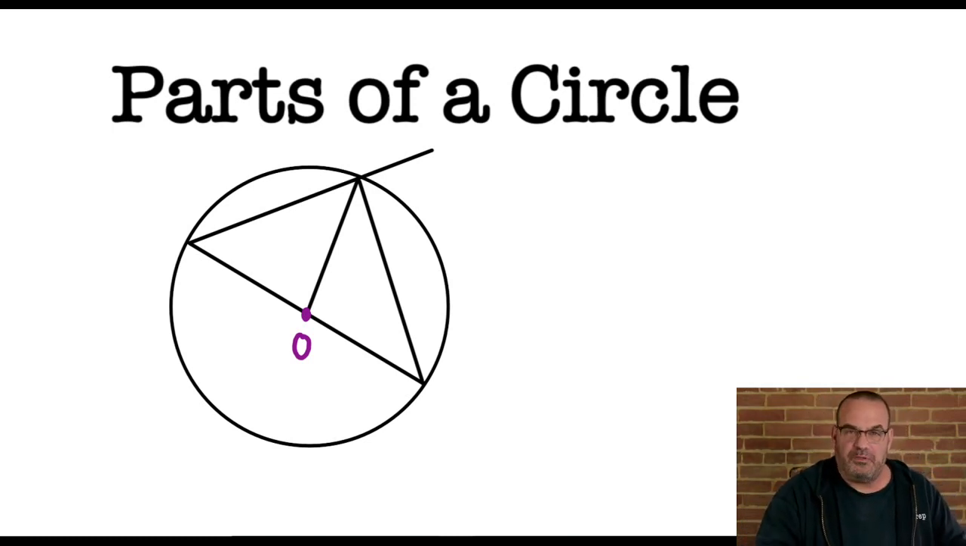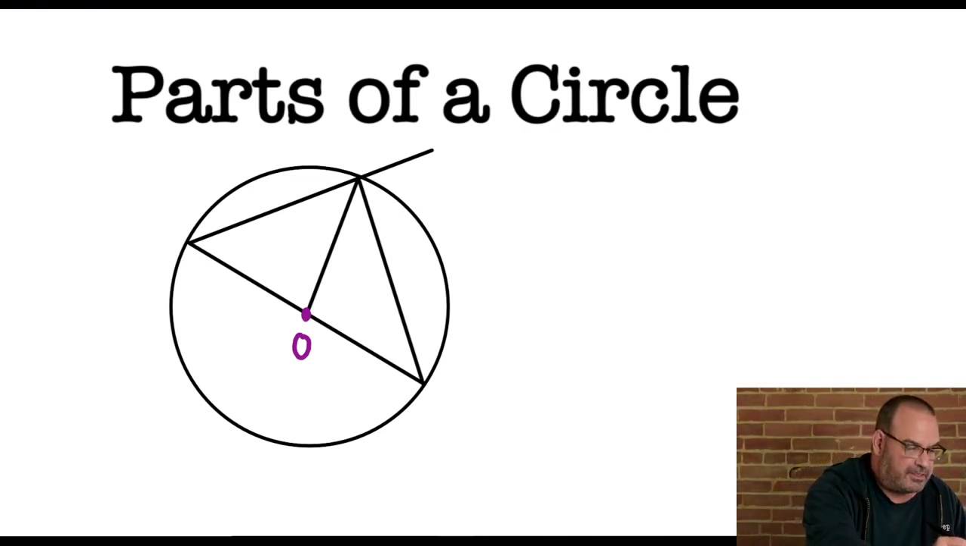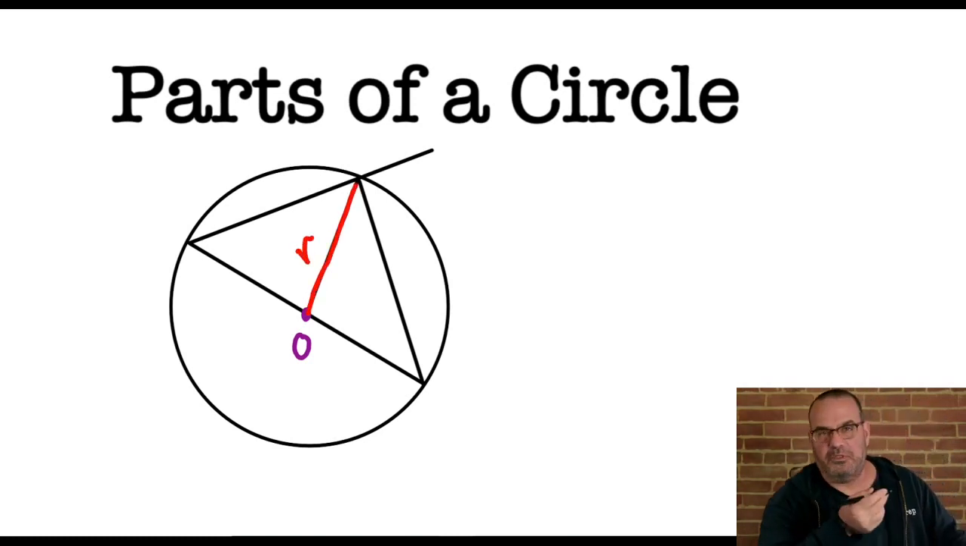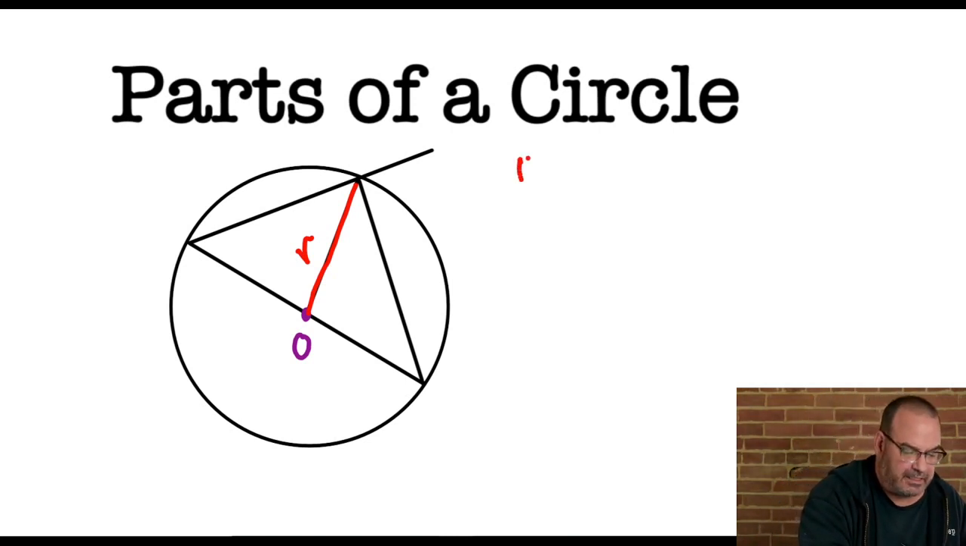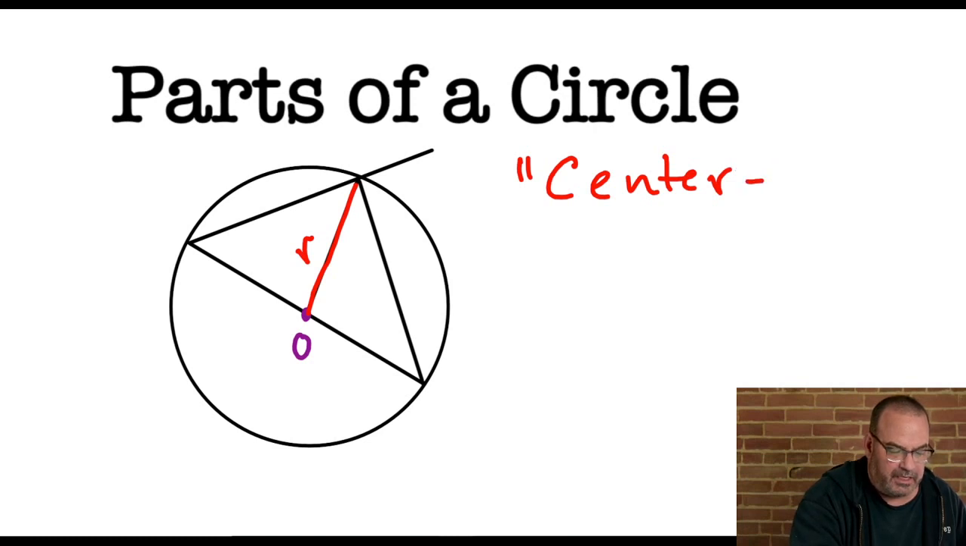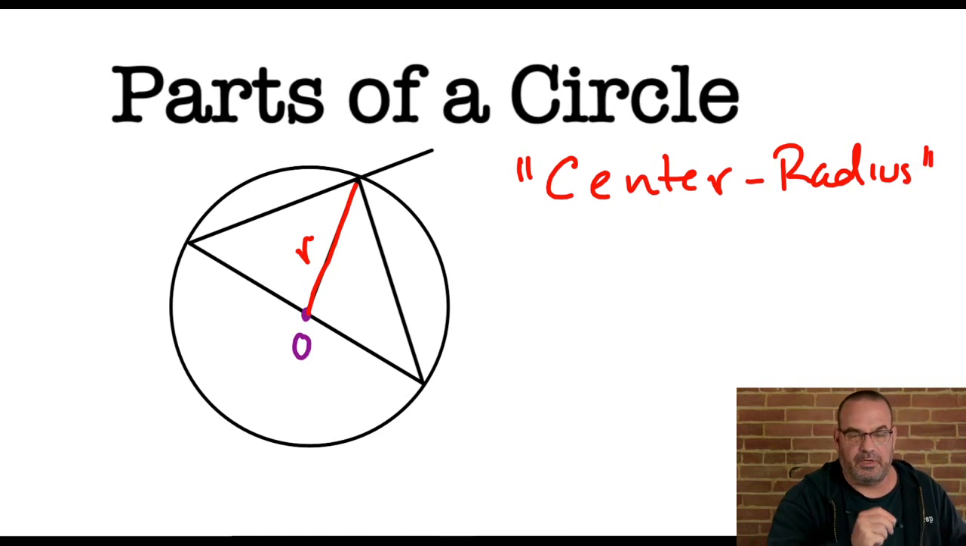All right. The most important thing to know about a circle is to go from the center to the edge, and that is a radius. Almost everything on a standardized test is center radius. So that's Phil saying center radius. Always put your pencil on the center and go to the radius, and that will more than likely get you where you need to go.